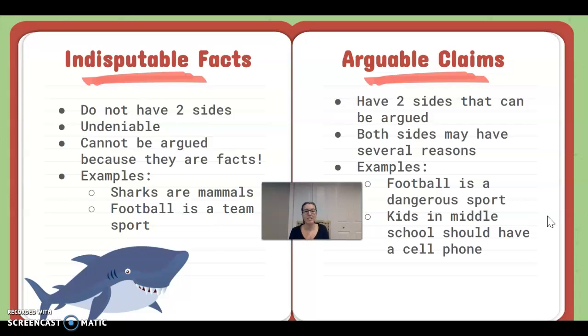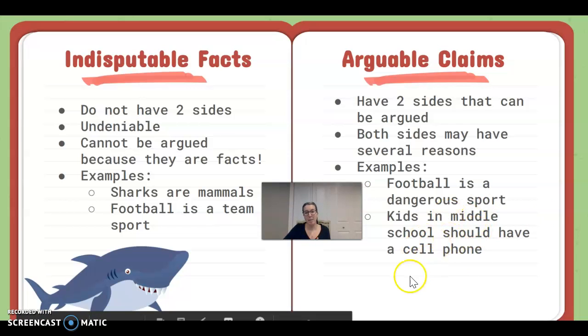Another example is that kids in middle school should have a cell phone. Well, I can say that, but is it necessarily a fact? No. I could support it with evidence and reasons, but it's still not a fact. At the end of the day, that is my opinion, and somebody could easily say the opposite.